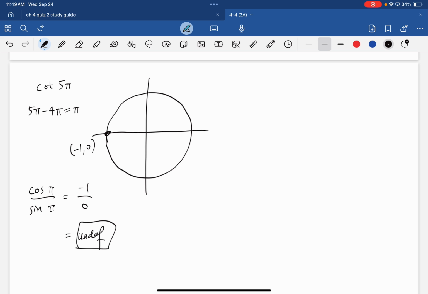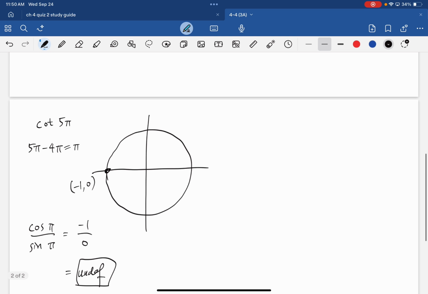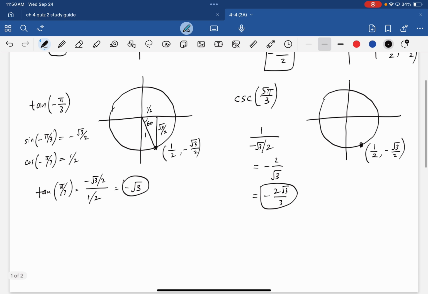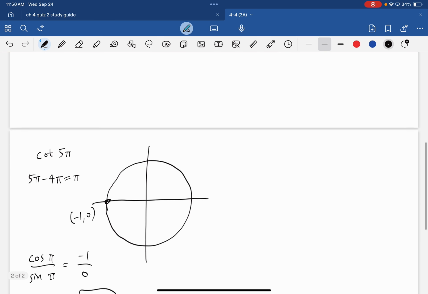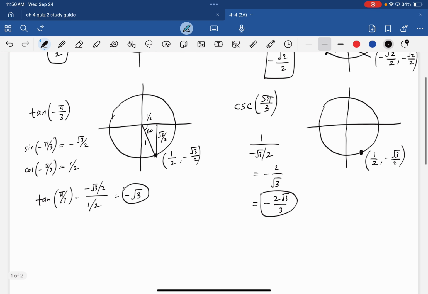Questions? No questions? Yeah, the other question. Can you repeat, like, cosecant? You know how cotangent is cosine pi over sine pi? What's that for cosecant? Cosecant is 1 over sine.